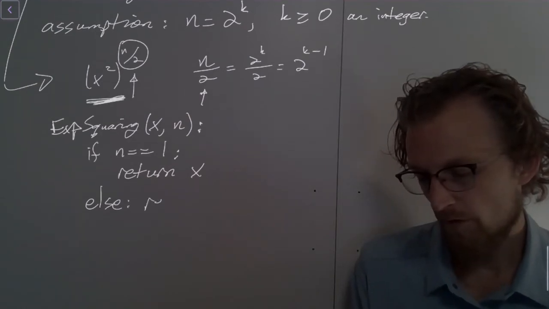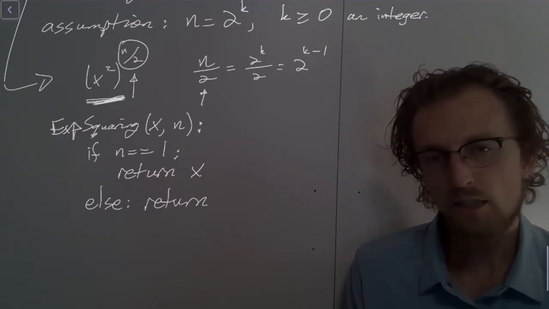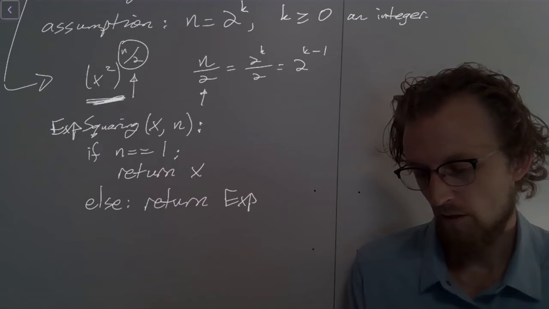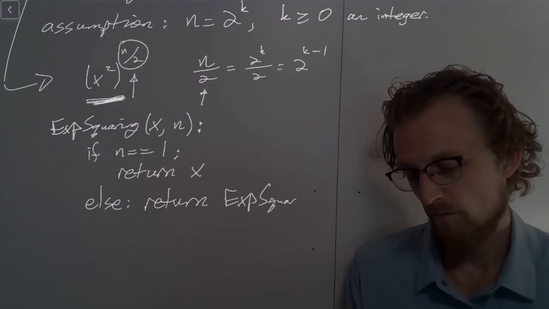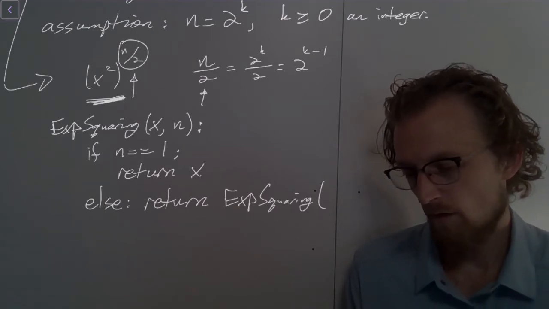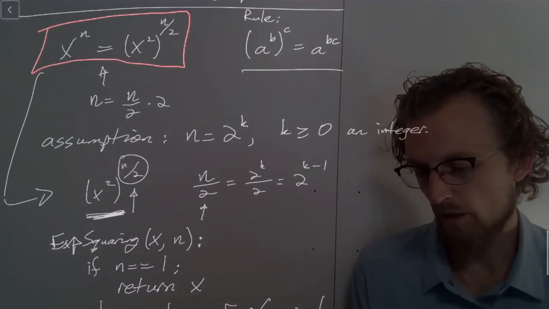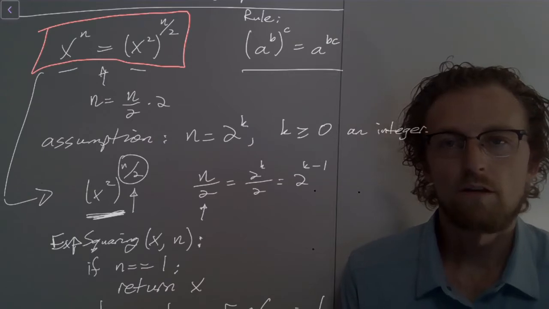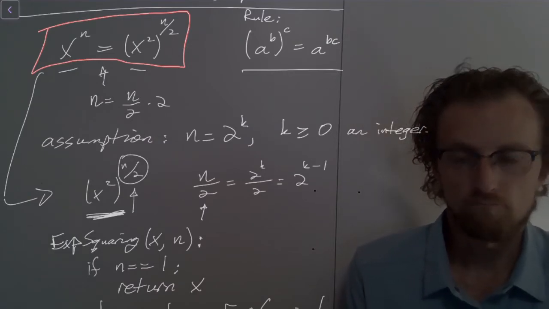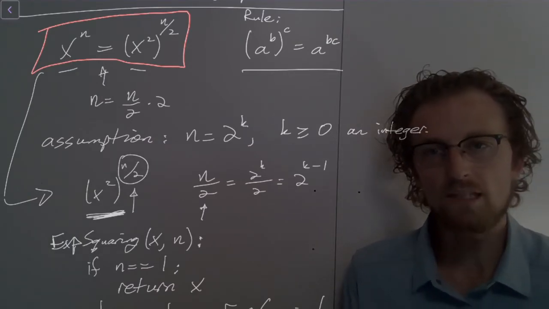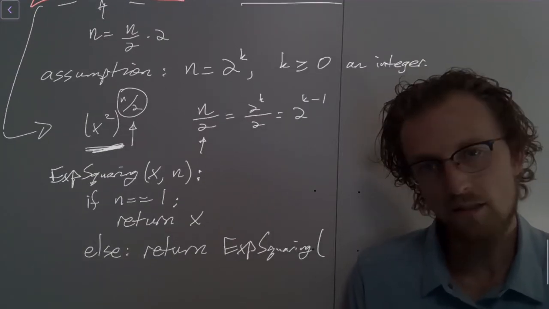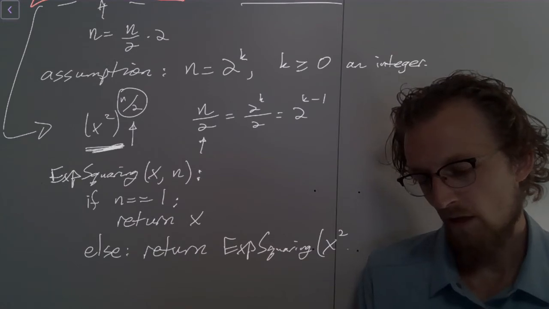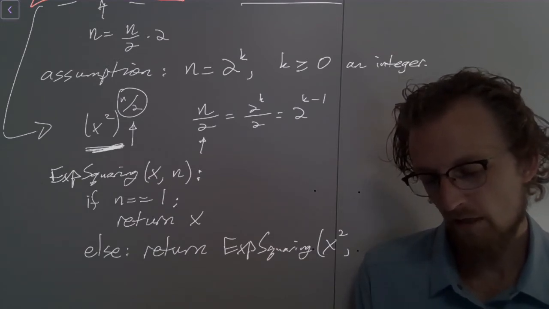So we return exponentiation by squaring, a recursive call, exp squaring, of what? Well, what we've said is we're going to rewrite x to the n as x squared to the n over 2. So we just plug those numbers in. We pass it x squared as its argument for x. So x squared, and for its exponent, we pass it n divided by 2.